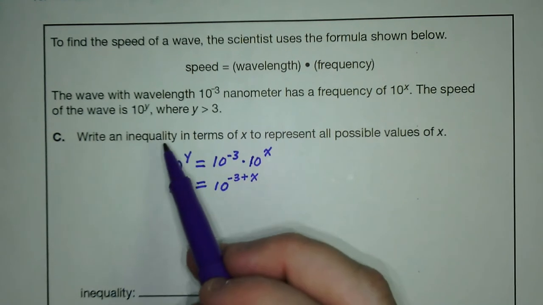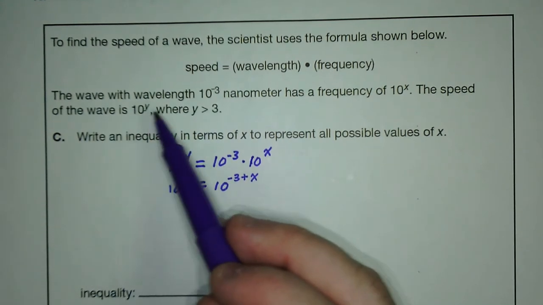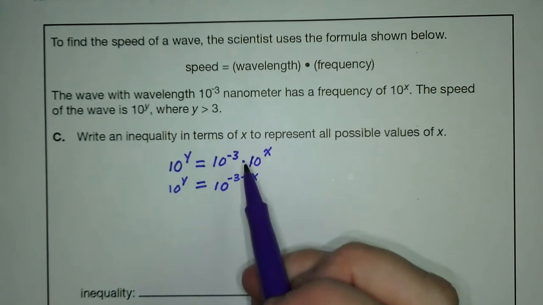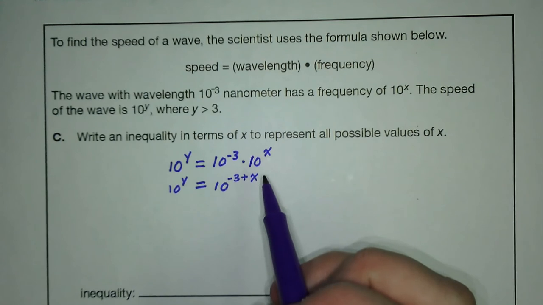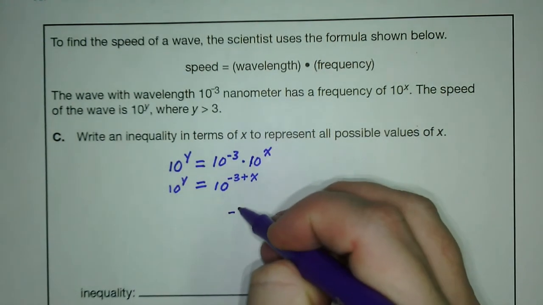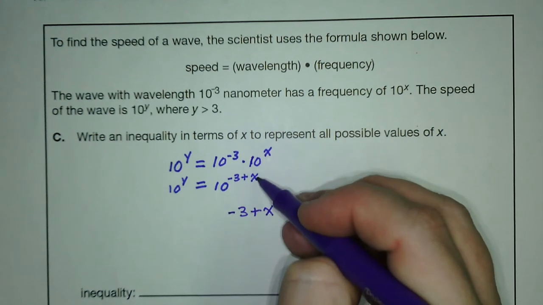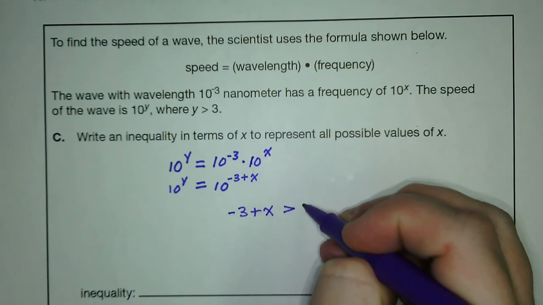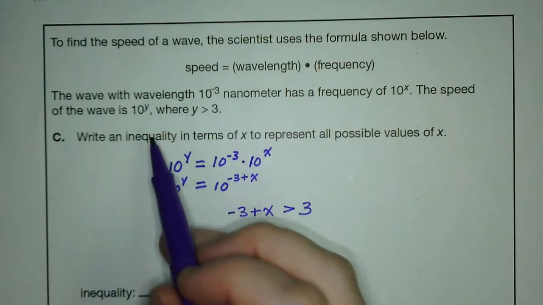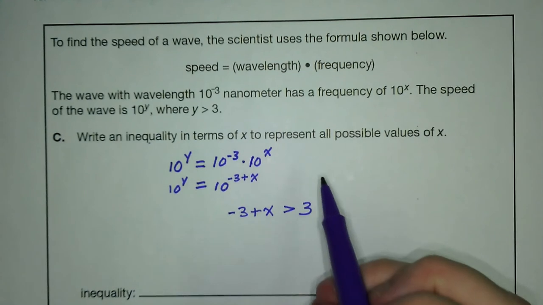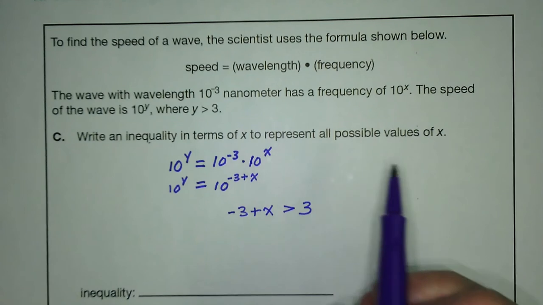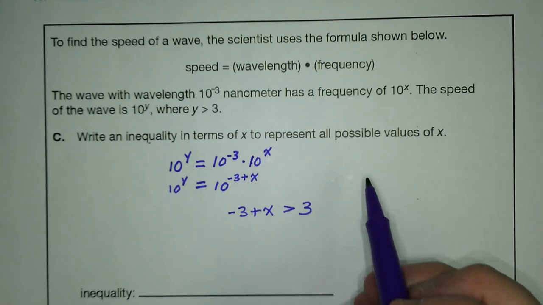And now they just want me to write an inequality because y can be anything greater than 3. Right? So that in turn is going to have us write an inequality where, if y is greater than 3, that means negative 3 plus x, which is basically the same thing, has to be greater than 3. Well, look at that. That is an inequality in terms of x. It's an inequality that involves x. In terms of x just means you're using x in the inequality. You know what I mean?